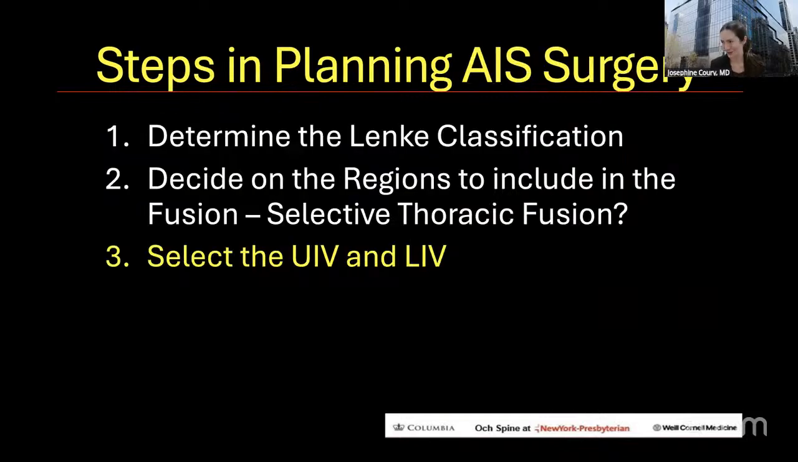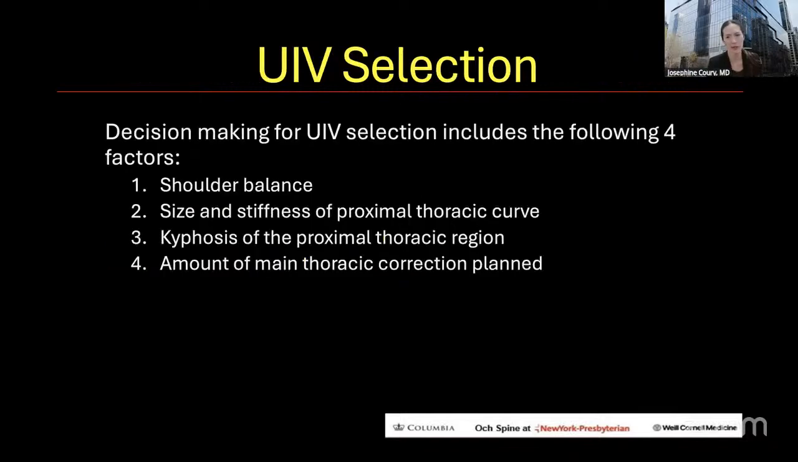So now that we've talked a little bit about selective thoracic fusion, I was going to go into the details of exactly which UIV and which LIV to select for these patients. UIV is a little bit more straightforward. I feel like most of us have got it down at this point. There are a few different factors that go into deciding which level to use. First of all, shoulder balance, which we'll look at, the classic shoulder balance rules, next. Then the size and the stiffness of the proximal thoracic curve. So if you have a structural proximal thoracic curve or kyphosis above 20 degrees, you always have to go to T2. That's a good, straightforward, simple rule.